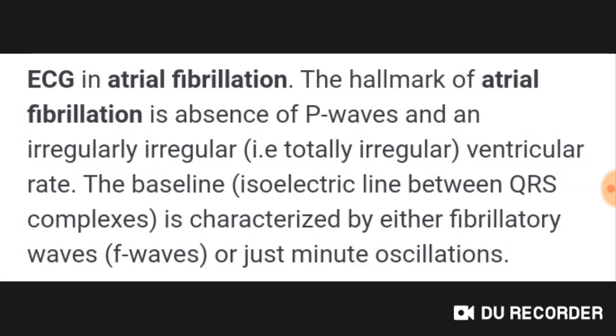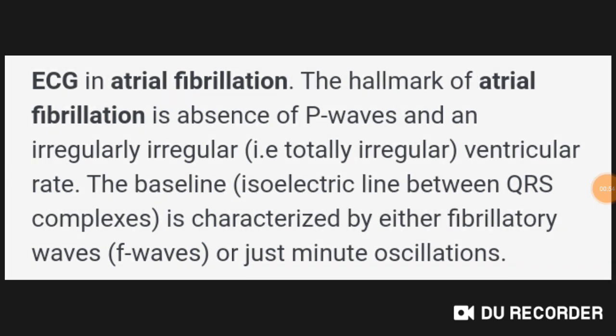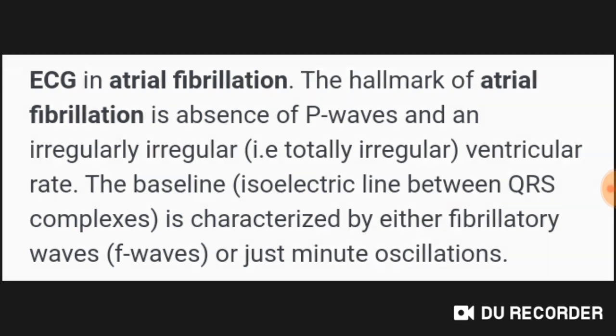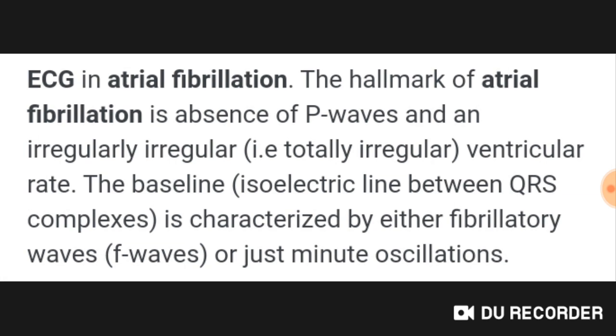ECG in atrial fibrillation: the hallmark of atrial fibrillation is absence of P waves, meaning no sinus rhythm, and a totally irregular ventricular rate. The baseline isoelectric line between QRS complexes is characterized by either fibrillating waves or F waves or just minute oscillations. Hope till here atrial fibrillation is clear. Remember, no P wave means not sinus rhythm, and the RR intervals are irregular. So this is irregular and fibrillating waves are present. So this is atrial fibrillation.